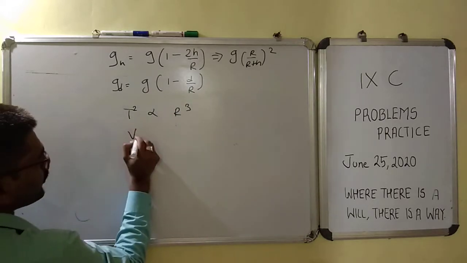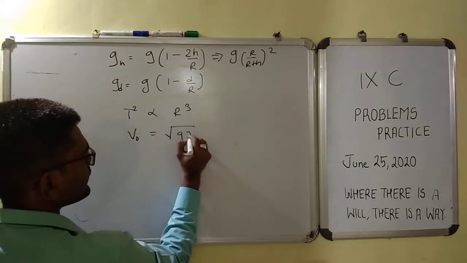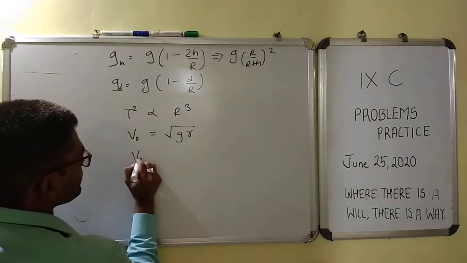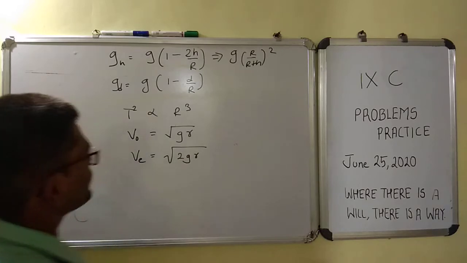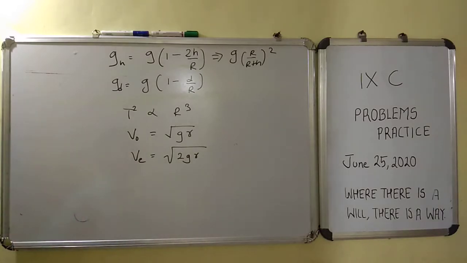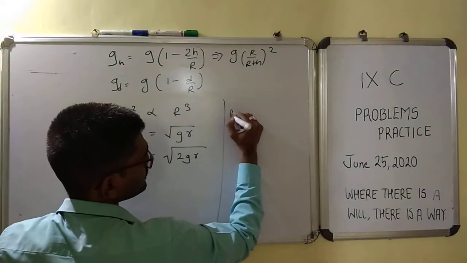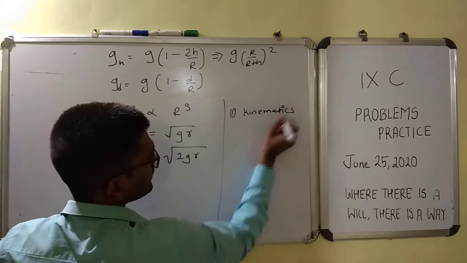Orbital velocity is equal to under root of small g at that position times r, where r is the distance. Similarly, the escape velocity is under root 2gR. These are the things that we are going to use, and sometimes we will also use kinematics problems in this lecture.